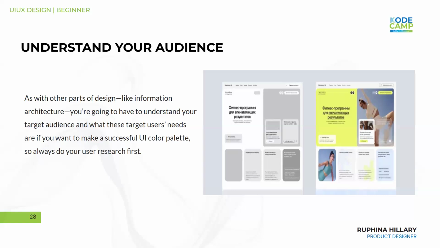So even different generations. Know your audience, know what they want. If you're building something geared towards the male gender, you look for colors that would appeal to them. Something feminine, same thing. If you're building a children's application, you'd also do the same thing. Look for playful colors. So understand your audience and their needs so that you can make a successful color palette.